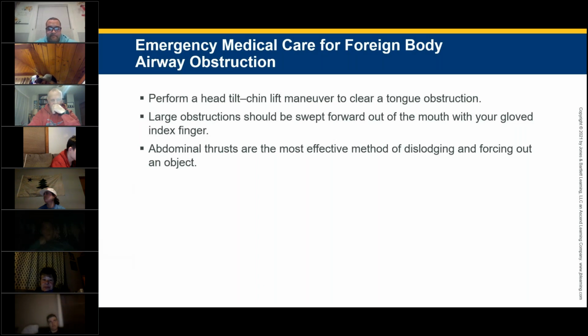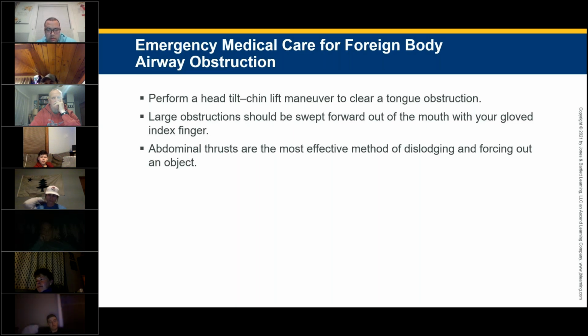For an unresponsive patient with a severe foreign body airway obstruction, reassess them to confirm that they're apneic, not breathing, and unable to ventilate. If they're unresponsive, begin chest compressions just like you would for CPR, following the 30 compressions to 2 breaths ratio. At the completion of your 30 compressions, you're going to open the mouth and look in the back of the oropharynx for any foreign objects. If you can see it, pull it out.